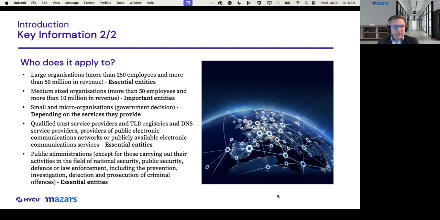Then there's another specialty: qualified trust service providers, TLDs, so top-level domain registries, DNS, domain name services providers, providers of public electronic communication networks, and publicly available electronic communication services.